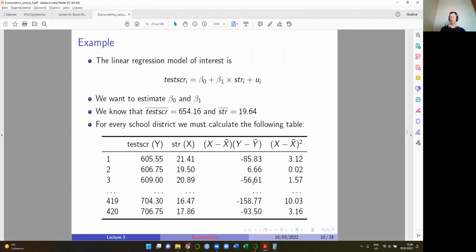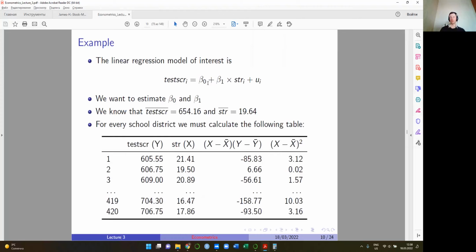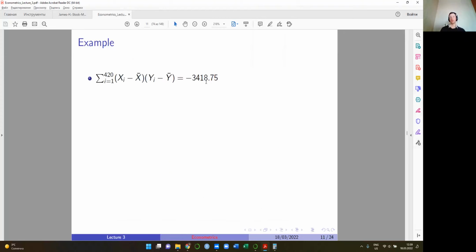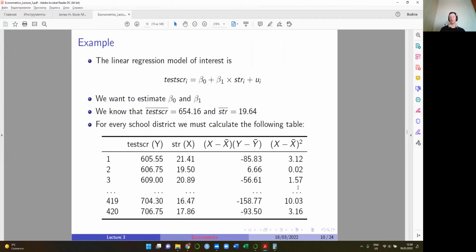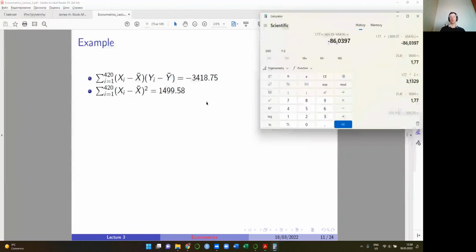And that's actually why we are using software, because you can imagine that by hand to calculate all the things is almost impossible. Well, the sum of these products for all 420 districts is here. So we just sum over this column all the numbers. This is the result, minus 3,418.75. And the sum of the last column, this one, is here, 1,499.58. So basically we can divide one by the other.